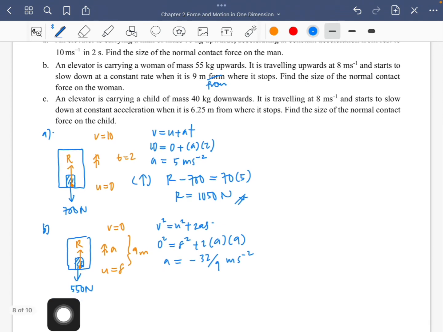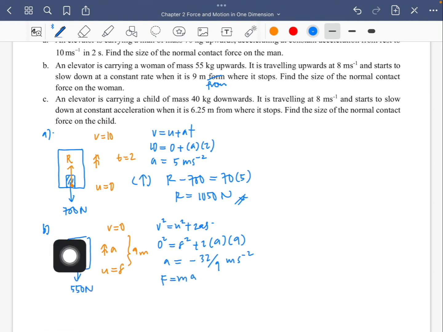Alright, and after that, when we have the value of acceleration, then we apply Newton's second law here, F equal to ma. So what force is involved here in the system? We have weight force vertically downward and normal reaction force acting upward. Since the direction of motion is upward, upward is to be positive here, so normal reaction force is positive, minus the weight, it is negative of course, so R minus 550 equals to the mass of the woman, 55, multiplied by the acceleration that we have calculated just now, so negative 32 over 9.